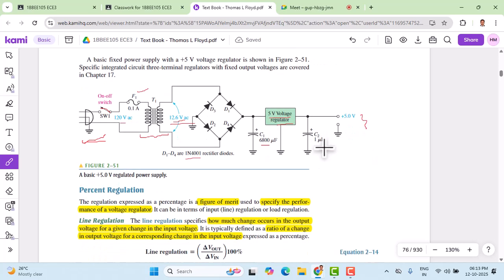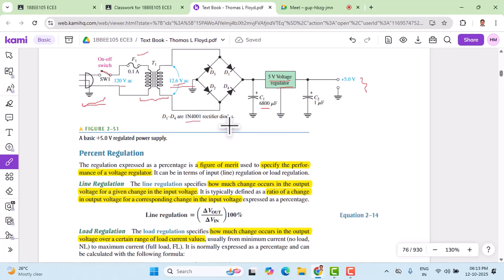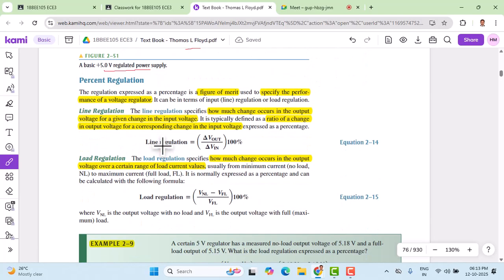Okay, that's how the overall DC power supply looks. So this is a basic 5 volts regulated power supply. Now let us work out the two formulas which are very important. One is line regulation, another one is the load regulation. These two regulations are called the figure of merit of the power supply.